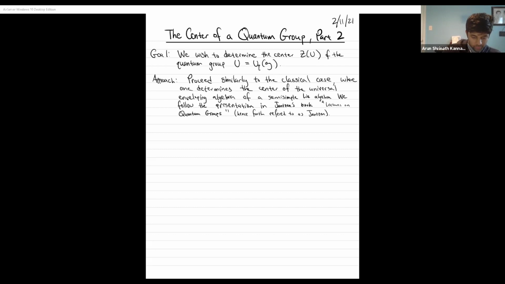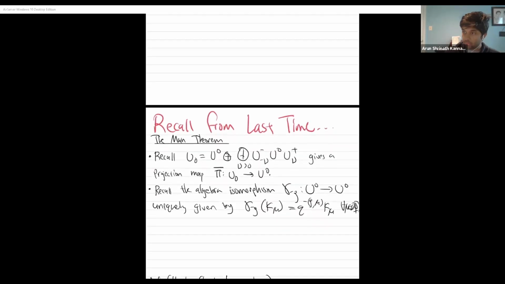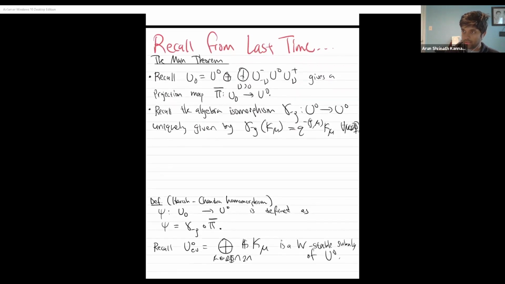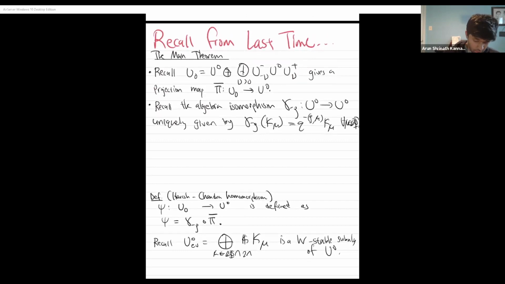Let's just recall a little bit about what we were doing last time. What we're trying to do is determine the center of the quantum group. We had the following setup, where we had this projection map from U lower 0 to U upper 0. So this is with the grading, and this is the commutative subalgebra generated by the K mu's.